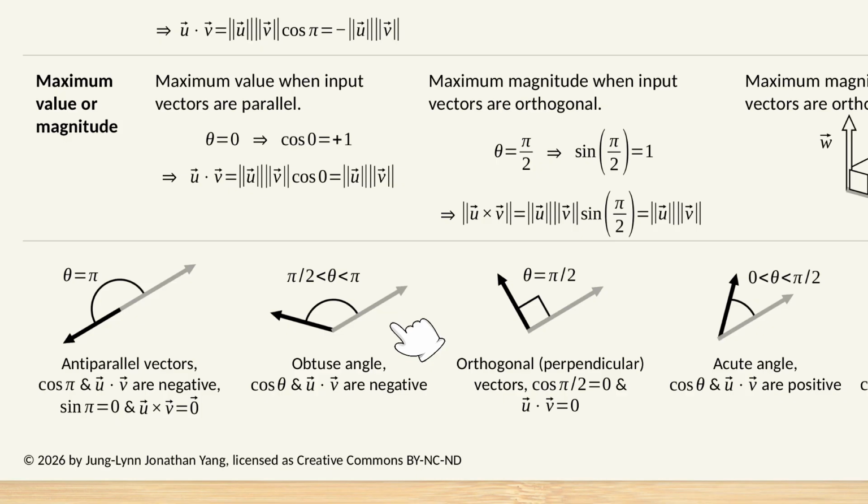When the angle between these 2 vectors is obtuse, meaning the angle is greater than 90 degrees but less than 180 degrees, or greater than pi over 2 and less than pi, cos of the angle is a negative number, which means the dot product will be a negative number as well.